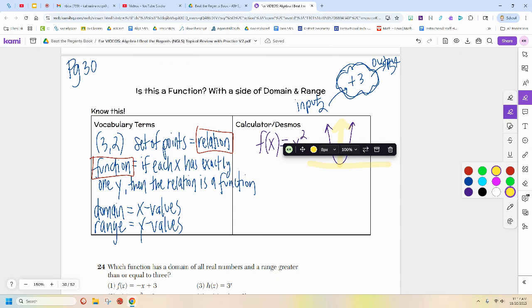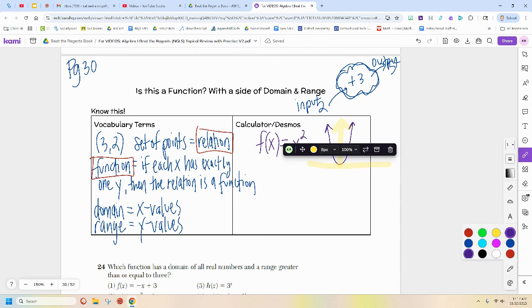So if I'm actually doing this exact function, my axis goes through 0, 0 right here. And so my range is all y values greater than or equal to 0. Now I can do any x values from negative infinity to positive infinity. And so my domain is all real numbers.